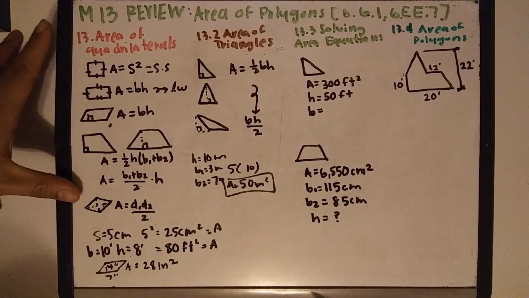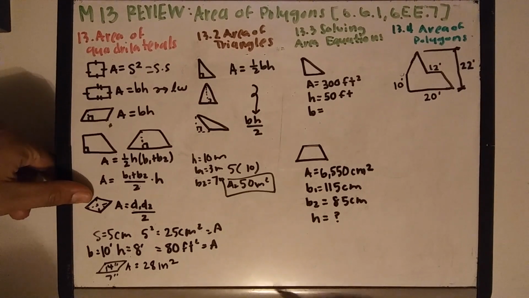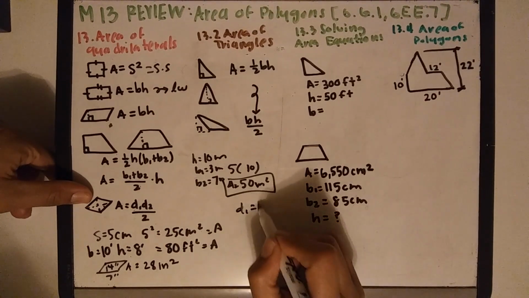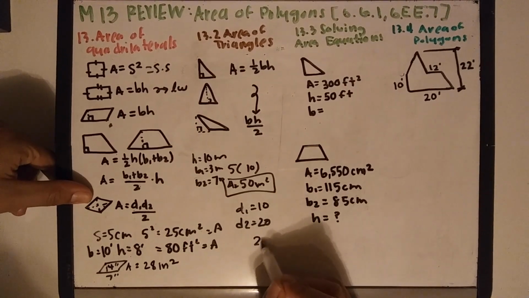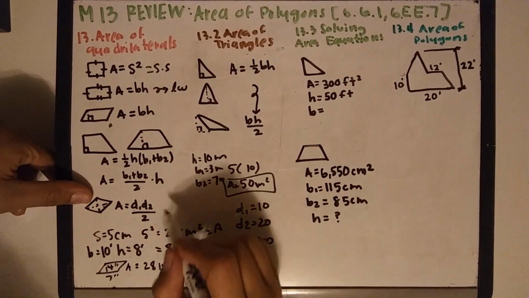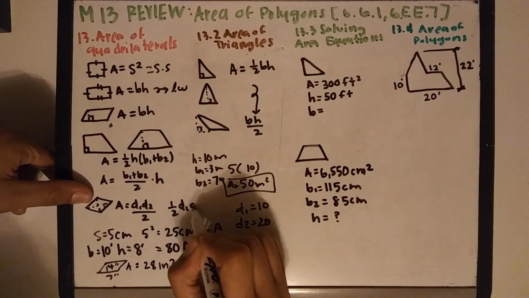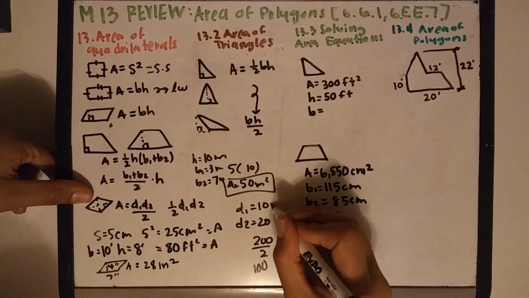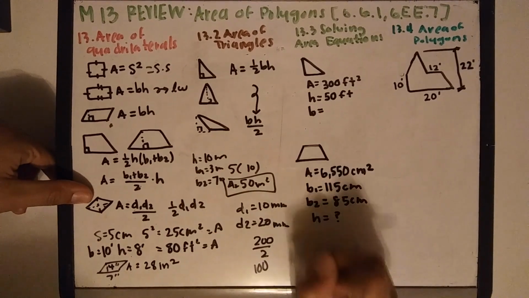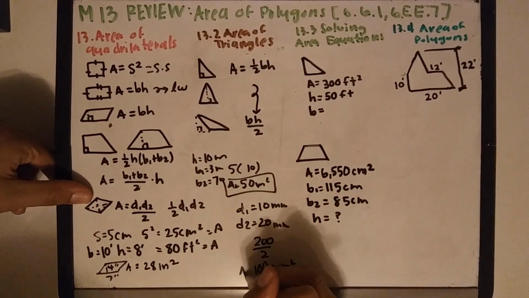Okay, and then for the rhombus, we say that diameter 1 is 10 and diameter 2 is 20. I'm going to multiply those together, so that's 200 divided by 2. It's also written like this, half of that is 100, and I say that those are millimeters, square millimeters. That will be the area for that.